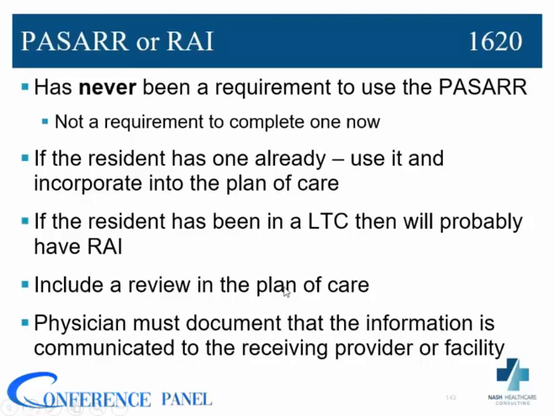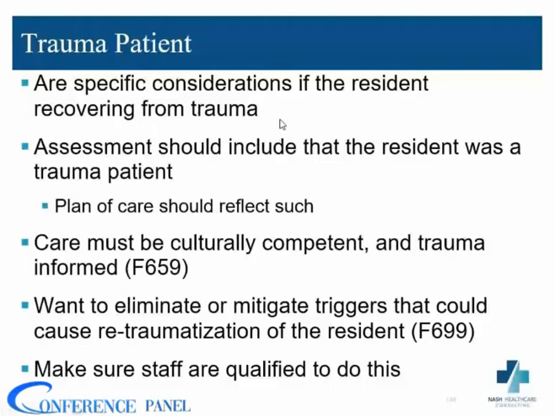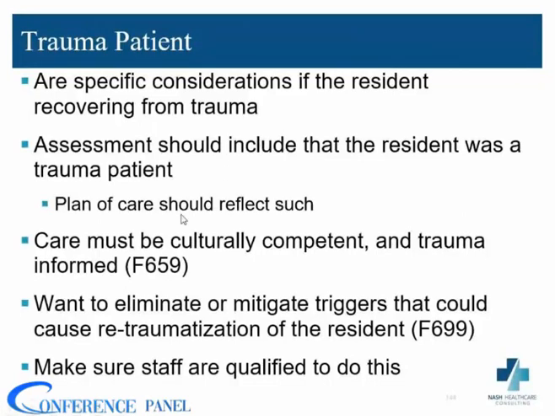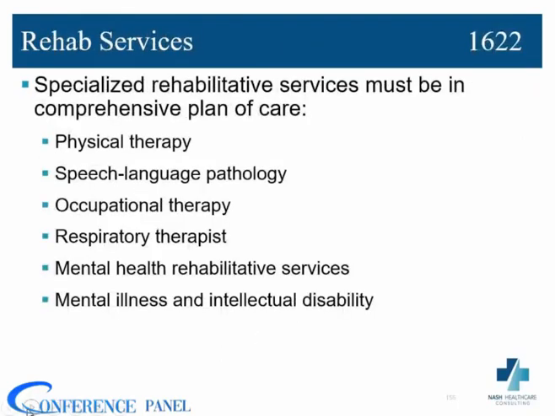The physician must document that the information is communicated to the receiving provider or facility. Looking at trauma patients, there are specific considerations if the resident is recovering from trauma. So the care plan must be culturally competent and trauma-informed, and must make reasonable attempts to provide services, again keeping patients in touch with the community, with religious practices, maintaining contact with friends, all those types of things to help patients retain their autonomy. If they have any specialized rehab services, that's part of the plan of care.